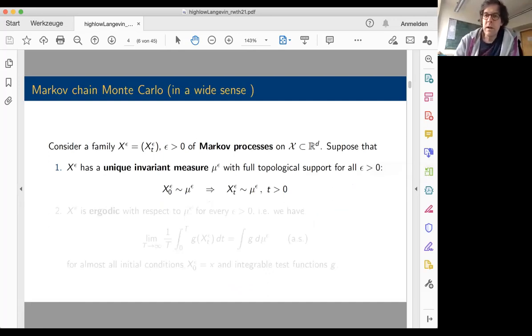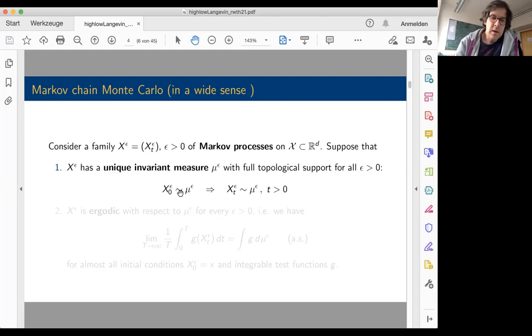So the idea simply is now that we consider a Markov process X that depends upon some parameter epsilon, where epsilon will be the noise or the temperature in the system later on. And I assume that X has a unique invariant probability measure mu that has full support. And so this means, in many cases, I can write down a density that is everywhere positive.